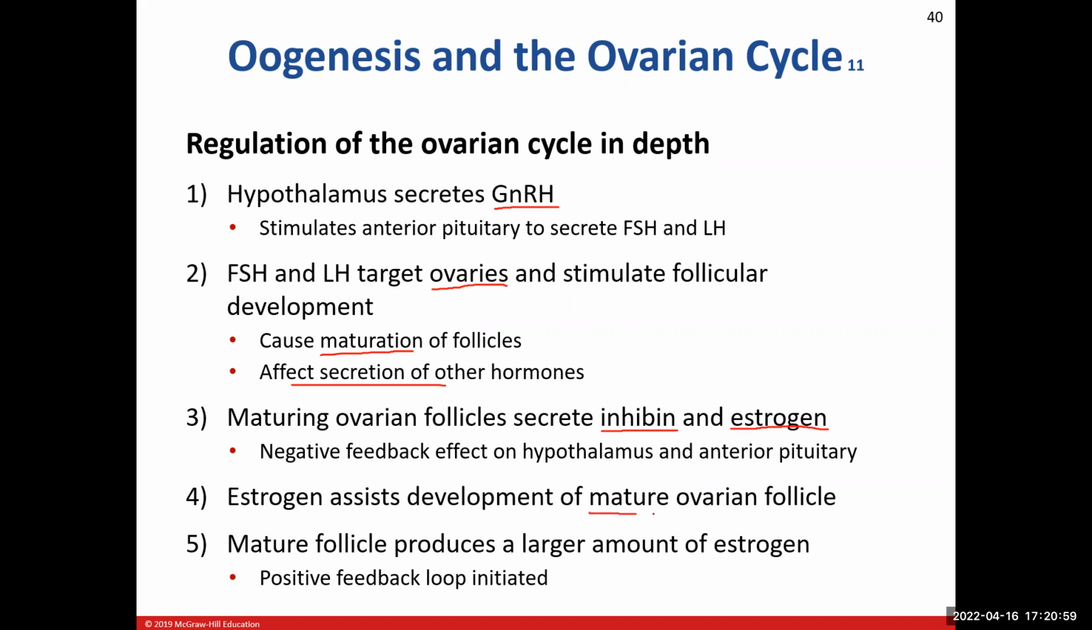But estrogen, meanwhile, is going to help with the uterus and get that ready. At the same time, it's going to continue on with the maturation of the ovarian follicles. And so that is actually going to be a positive feedback loop. As that ovarian follicle continues to develop, it's going to drive it into that maturation, and as it's maturing, it's going to release more estrogen.